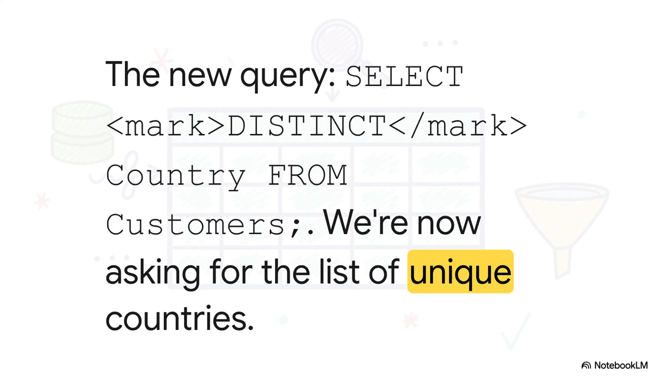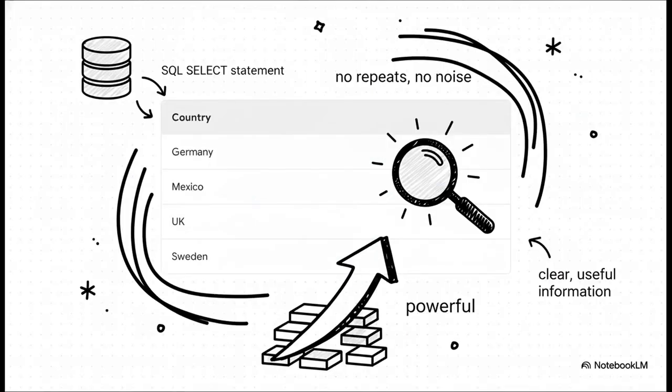All right, moment of truth. Let's see if it worked. And there it is. Perfect. A clean, simple list of every single unique country where we have a customer. No repeats, no noise, just the facts. This is exactly the kind of useful, clear info we were after. It really shows how one tiny word can make our data so much more powerful.